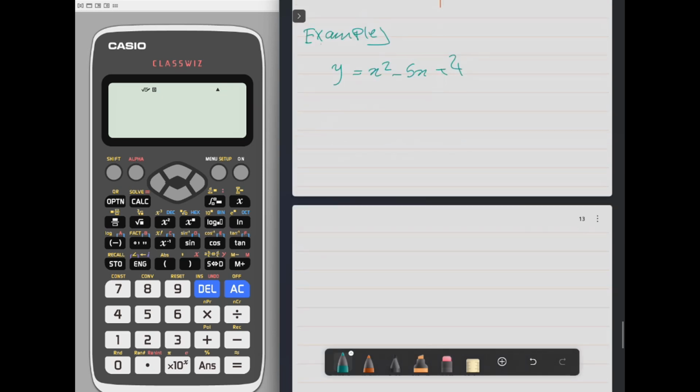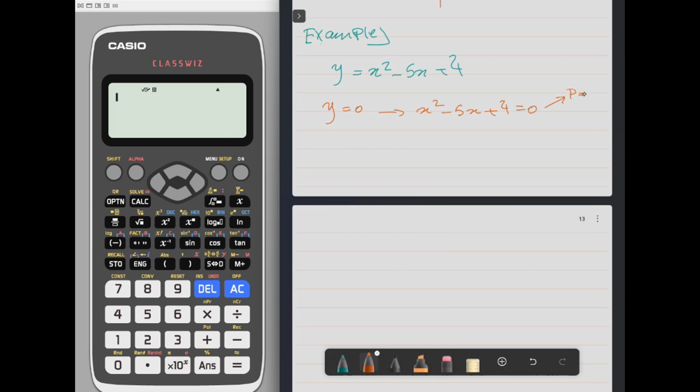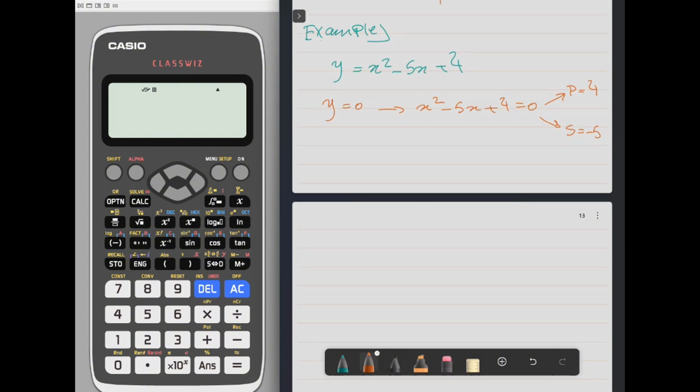So guys, for roots, we know that we have to write y is equal to 0. So x squared minus 5x plus 4 is equal to 0. My product is going to be 1 times 4, 4. My sum is going to be minus 5. Which are the two numbers whose product will be 4 and sum will be minus 5? Of course, minus 1 and minus 4. So I can write x minus 1 times x minus 4 equal to 0. So x is equal to 1, x is equal to 4.